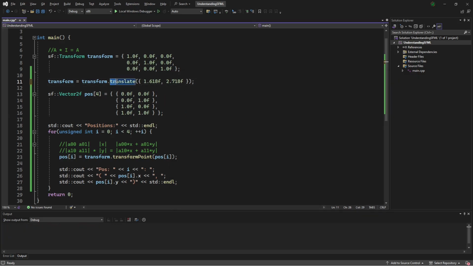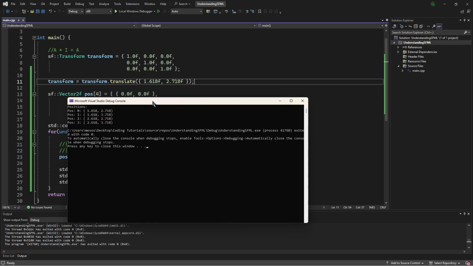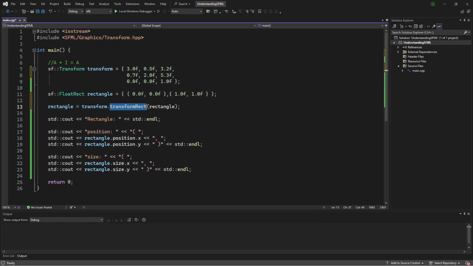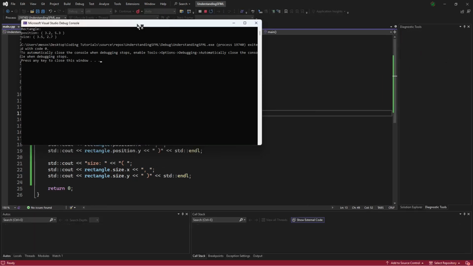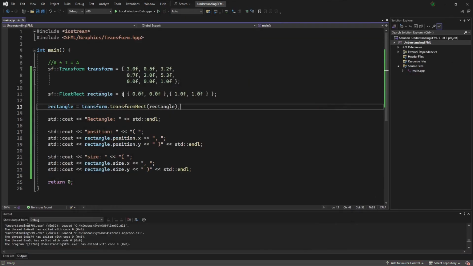Also, as discussed before, the transform function translate will change these two entries, which will move the origin of the plane. If we open the debug menu, we can see that we've moved all of our points towards the positive x and y direction. The transform function transform rectangle will change both the position and size of the rectangle based upon the transform. If we open the debug menu, we can see that both the position and size of the rectangle have been drastically changed from the original.